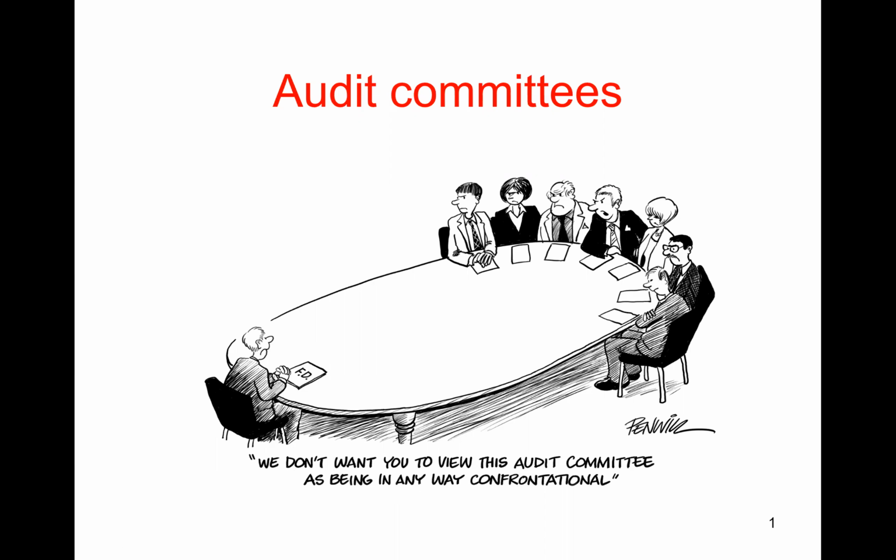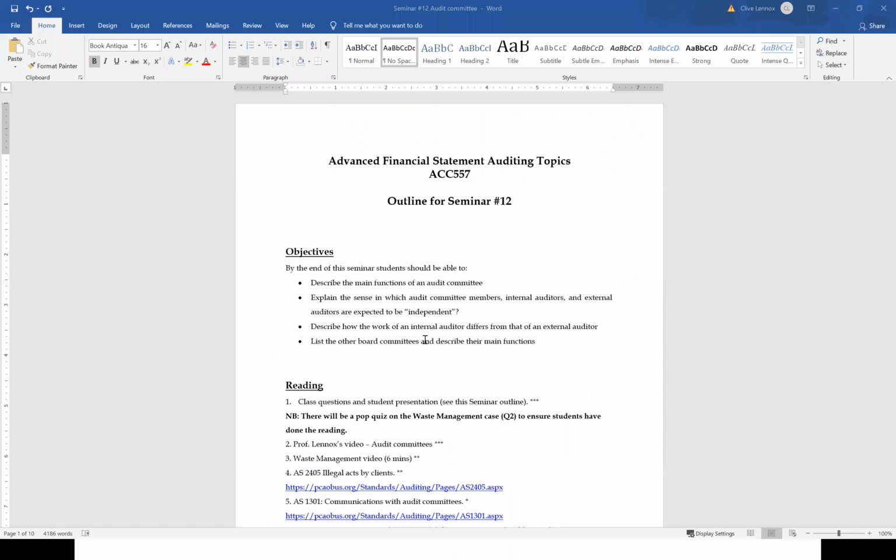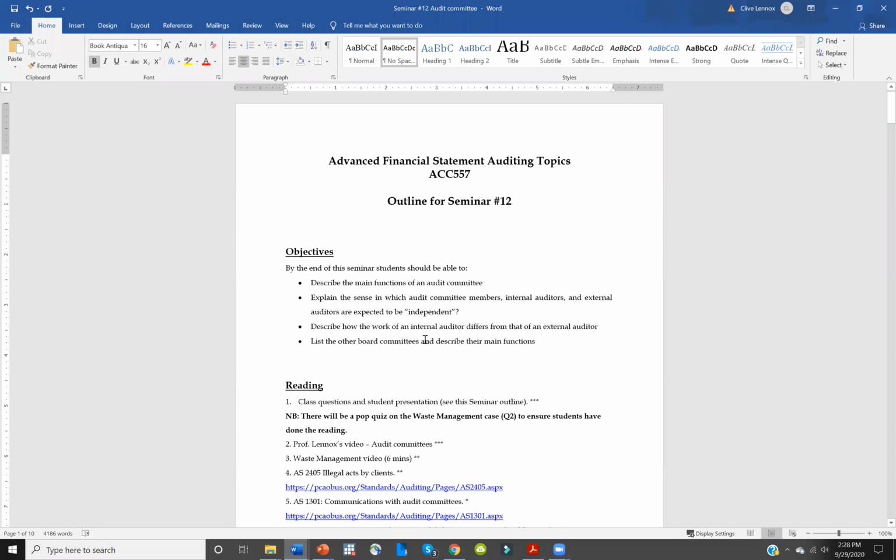It's to help to protect shareholders against the actions of senior management. If senior management are not acting in the best interest of shareholders, the audit committees are there to act as a corporate governance constraint on managerial behavior. Okay. Let me run through what we're going to talk about in this seminar.